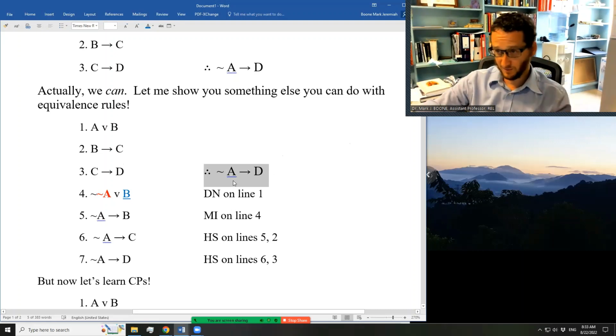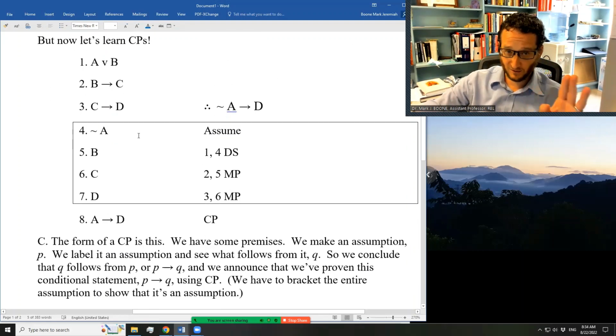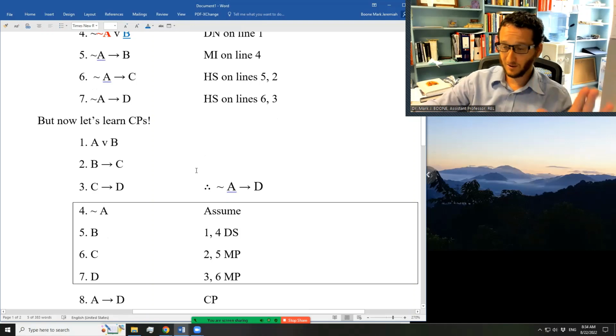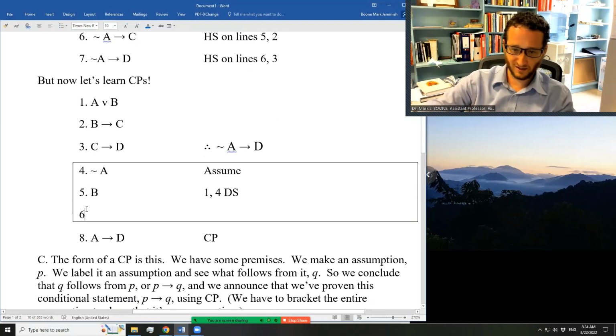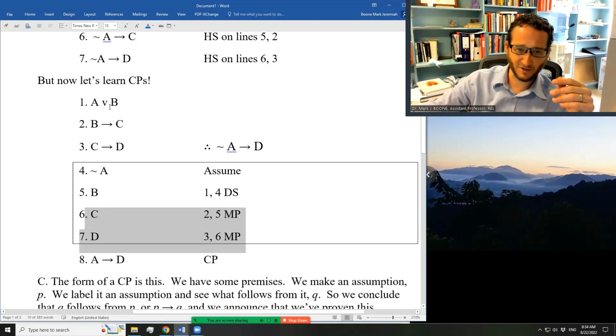All right, so that's how you can do this proof using some equivalence rules. But now let's do it with the conditional proof. Here is what it would look like. Apparently I've worked it all up before, and I probably should have deleted some of this text, but I guess I'll just go over it instead.